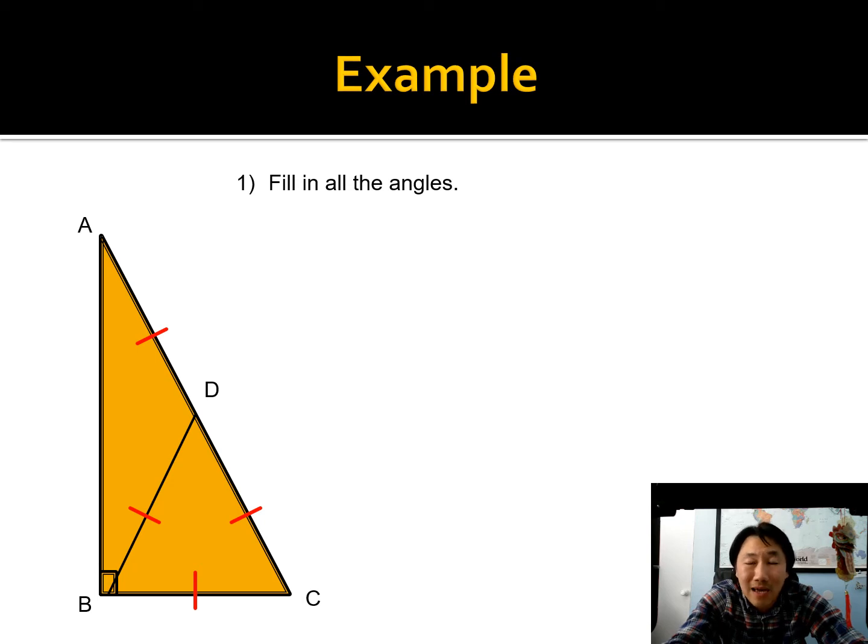Remember, we talked about equilateral and equiangular. If all 3 sides are the same, then all 3 angles are the same. So that angle is going to be 60. This is 60, and that's 60.